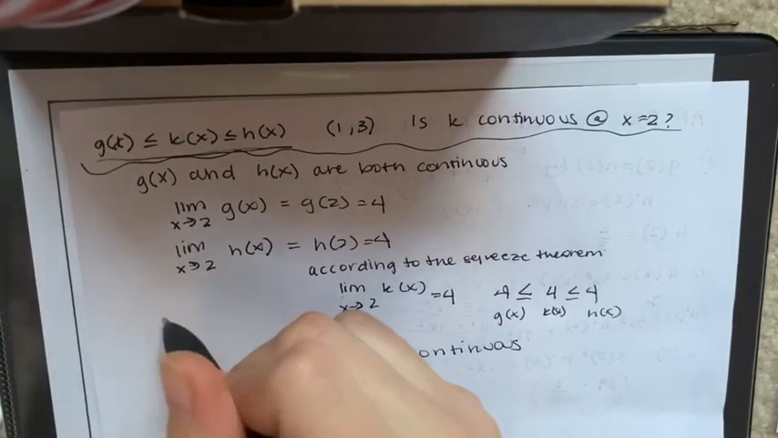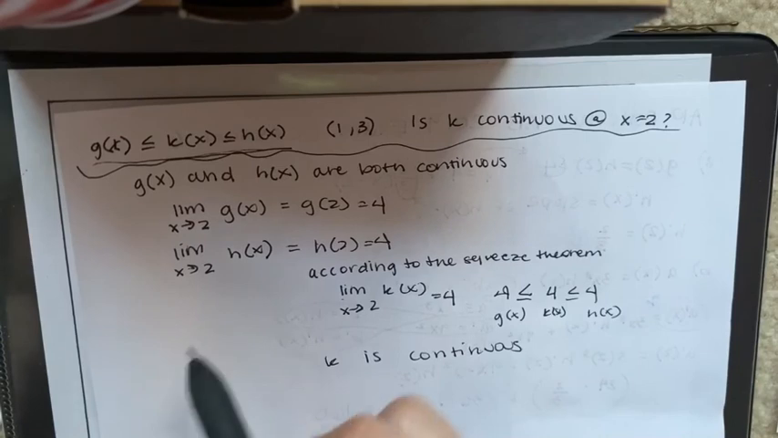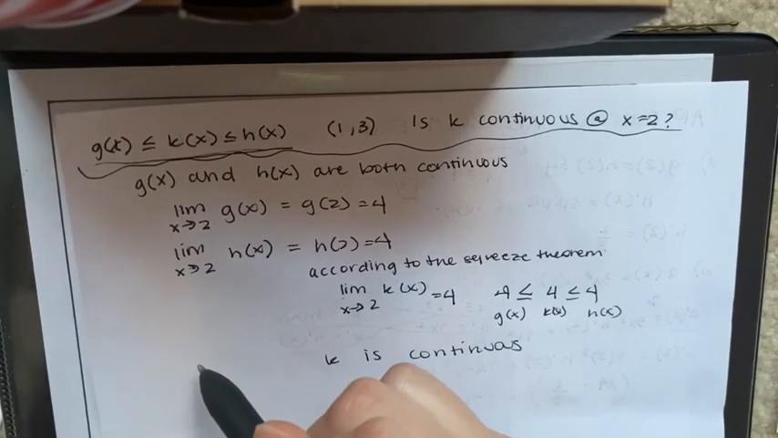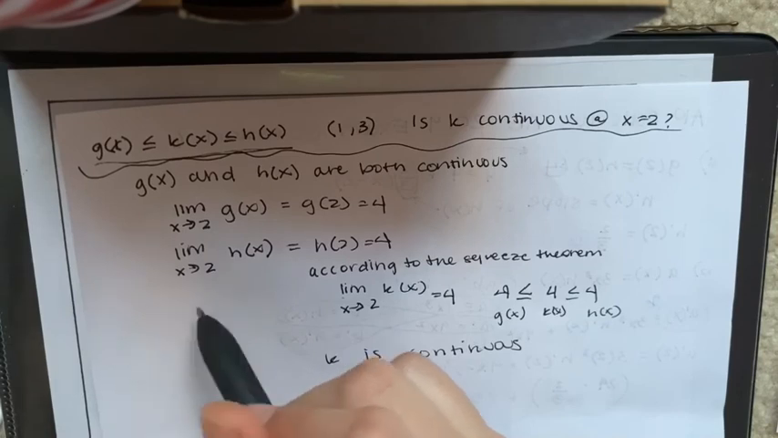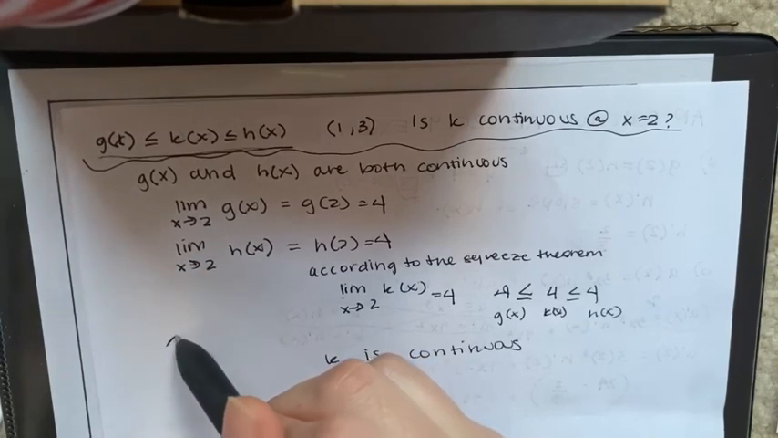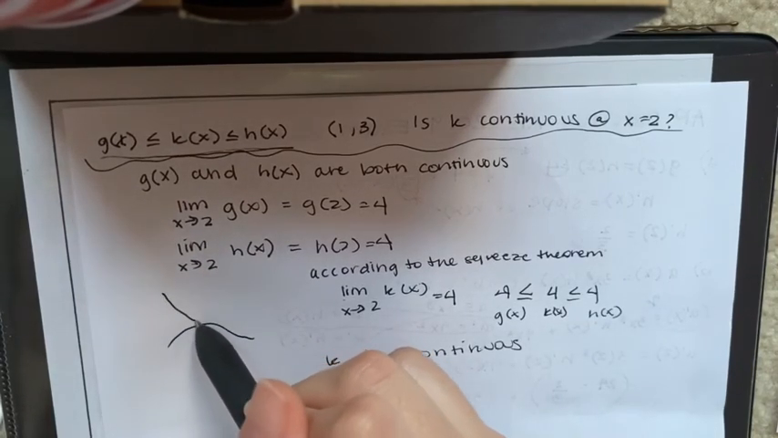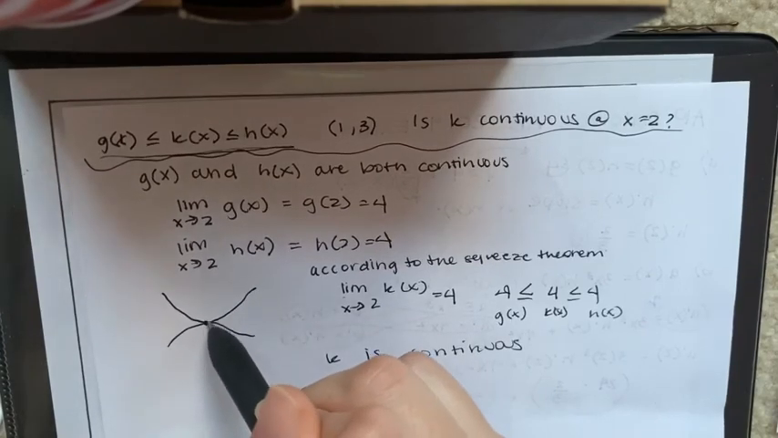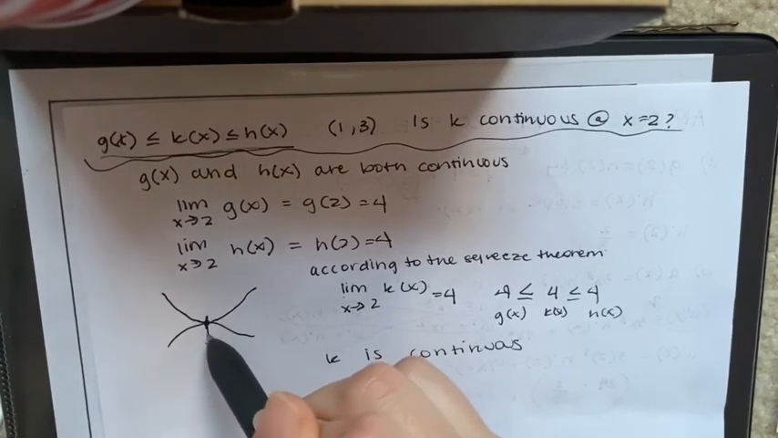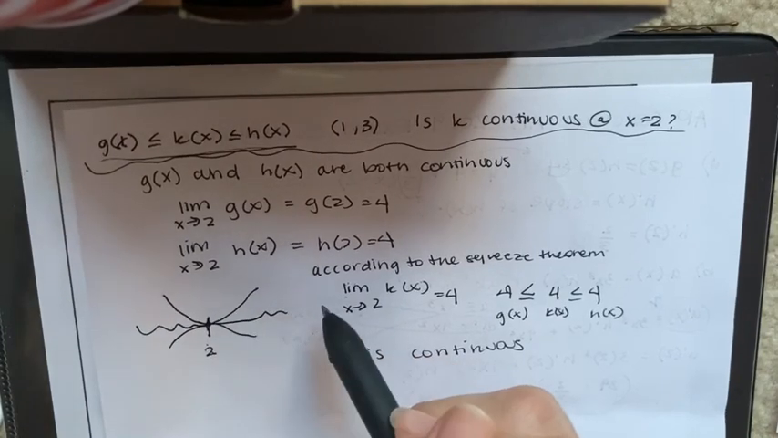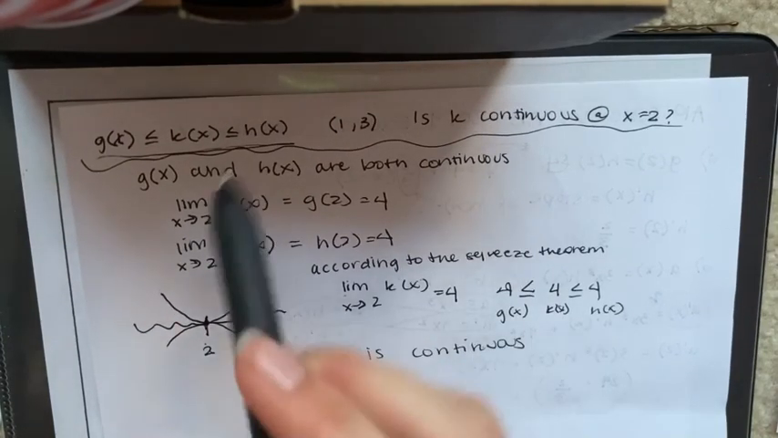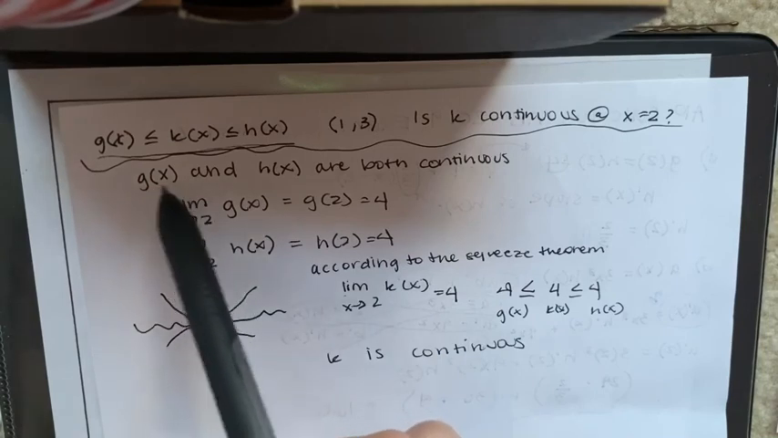And this can also be seen, so if you were to draw this out, I guess we really don't know what g of x and h of x look like, but let's say this were g of x, let's say this were h of x, and this is at x equals 2. So at x equals 2, k could be whatever, as long as it is between the values of g of x and h of x.